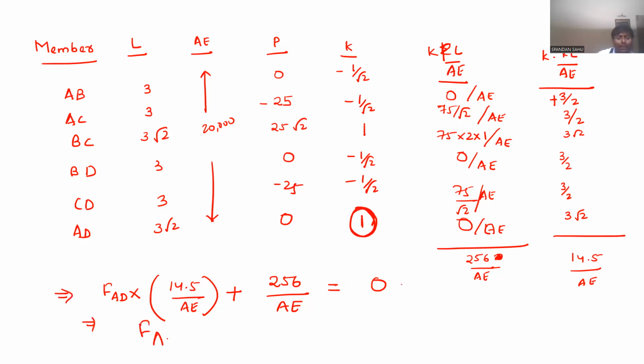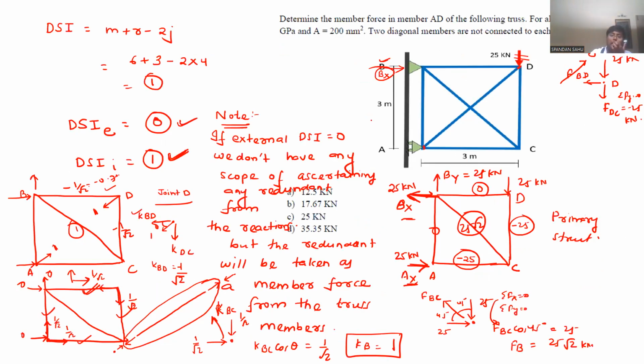From here, what you will get is FAD equal to minus 17.675 kilonewton. Minus 17.675 means it is compressive, because minus was there. 17.675 kilonewton compressive. You got this question, right?